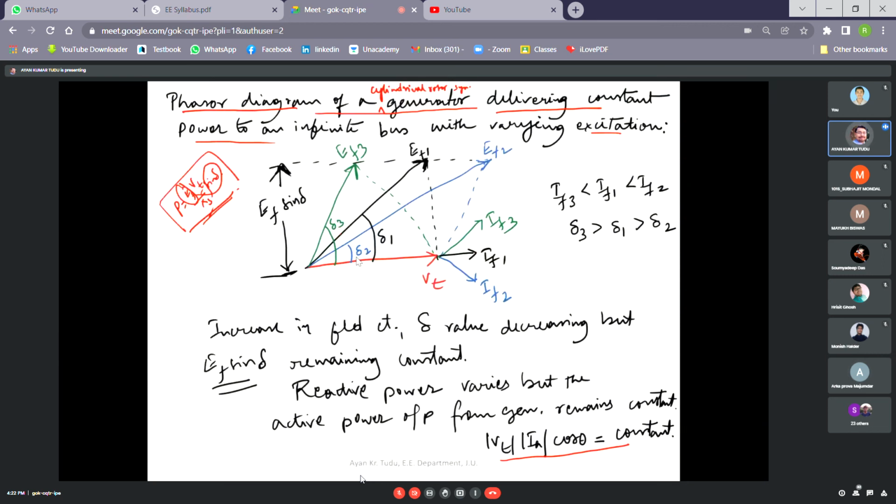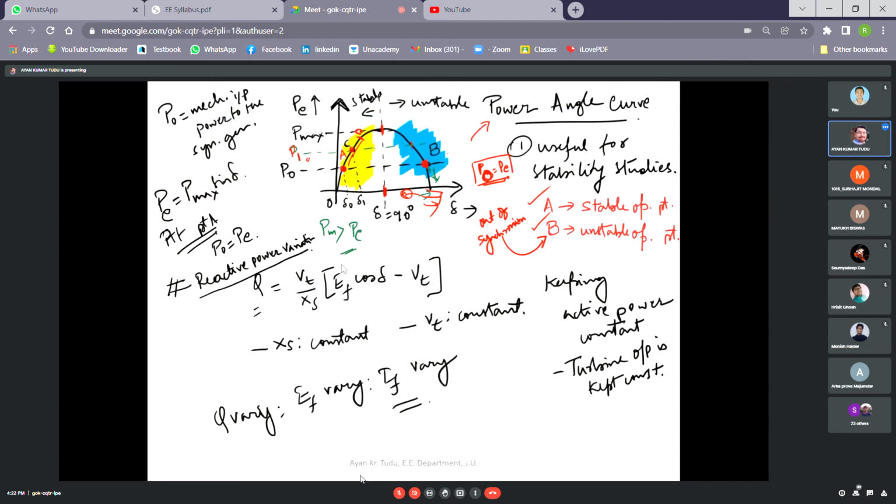So if the delta value is increasing, what can be the maximum permissible decrease in field current? It can go up to delta equal to 90 degrees. We cannot cross delta equal to 90 degrees because of the stability issue, because this region is the unstable region. The stability of the generator determines the limit of under excitation.